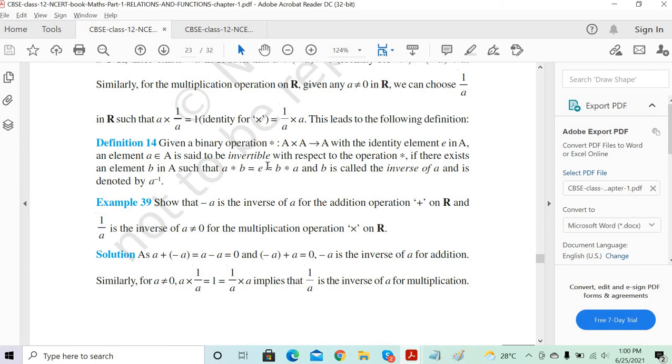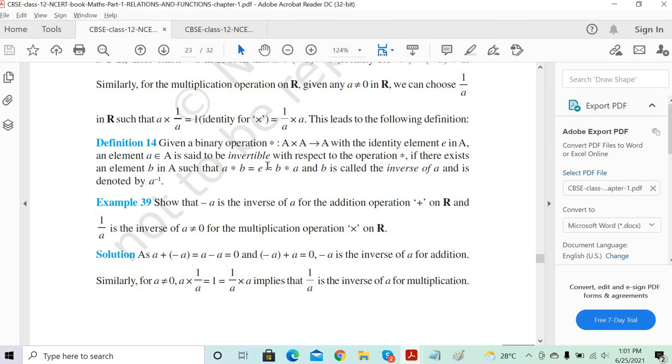Let's go with an example. Now I'll do the operation. Let's say identity element. If I take the number as 2 and another number as 1 by 2, and the multiplication operation I am doing, then 2 into 1 by 2, the answer is 1.